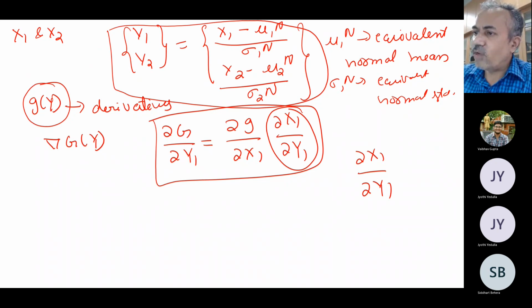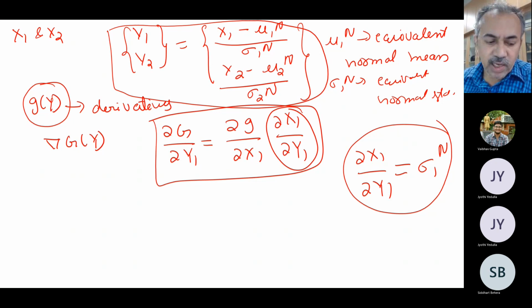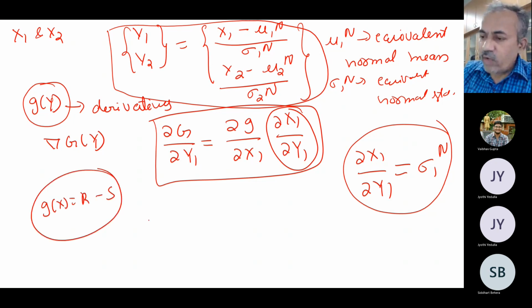What is x1? So what is sigma? Sigma. So this turns out to be simply sigma 1 of n itself. Okay. So the chain rule has to be calculated. Now if the performance function, if I write generally in terms of r and then s, say, so my derivative will be dou g by dou y1.